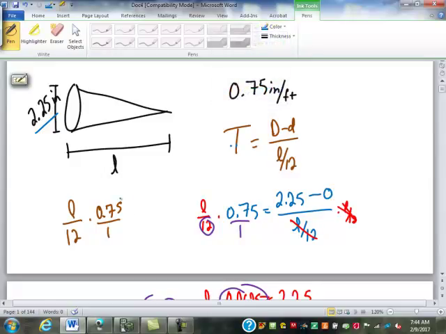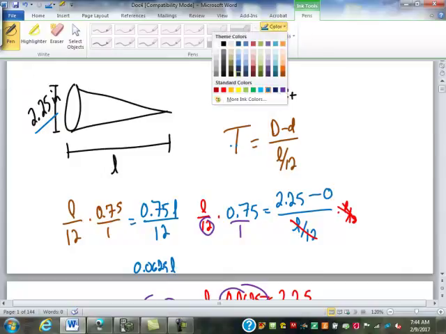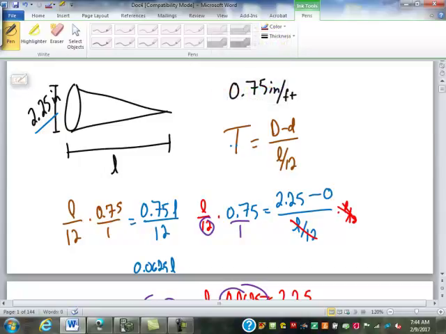Okay. So what you can do is you get L times 0.75 on top is 0.75 L. You can get that. You're just leaving that out because you know. Yep. Then you have to divide it out, but you can't divide the L by the 12, so it's just 0.75 divided by 12 is 0.0625. Right. You're just shortening it up. Yep.